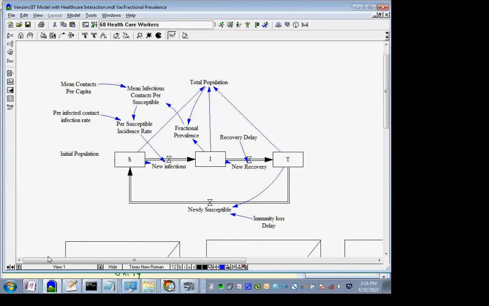So we've gone through a lot of these. Okay, now this starts to get interesting. We'll start with some of the more interesting ones. Mean infectious contacts per susceptible. Okay, so this is the fractional prevalence. Well, okay, let's start with this one. Mean contacts per capita. How many people does each person contact per unit time?